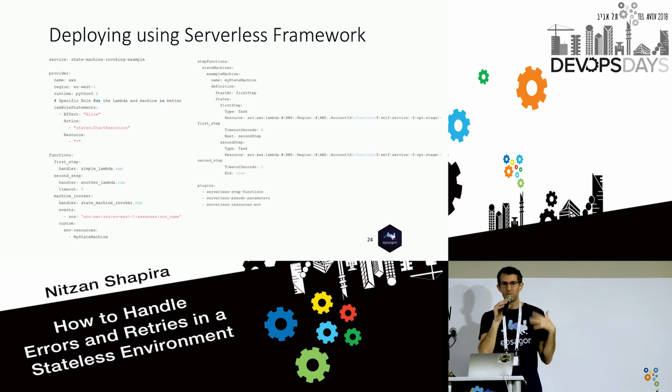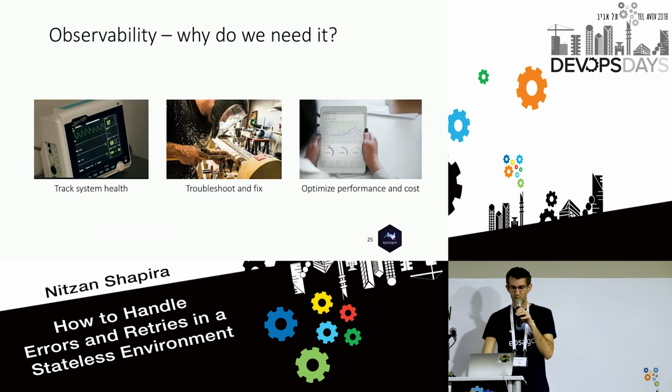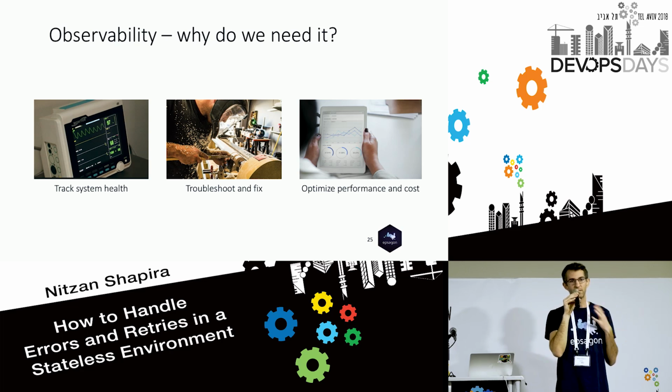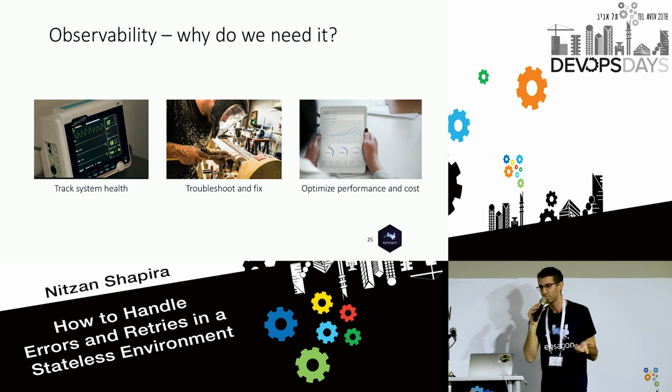Okay, so we talked about stateless, we talked about error handling and retries. Now the second part of the talk is going to be about observability in general, and I'm going to talk about observability for stateless environments, and how do you know that applications are working as you expect.